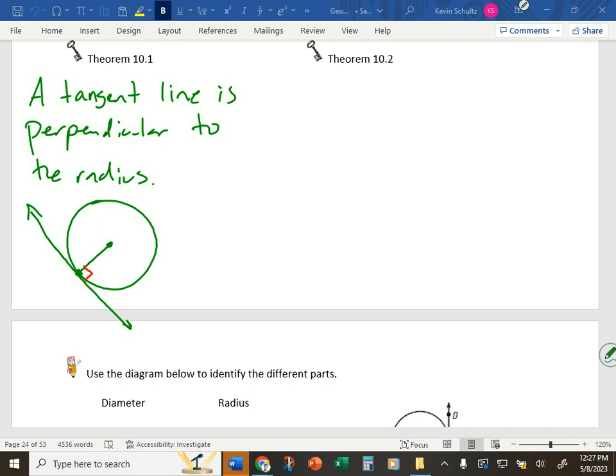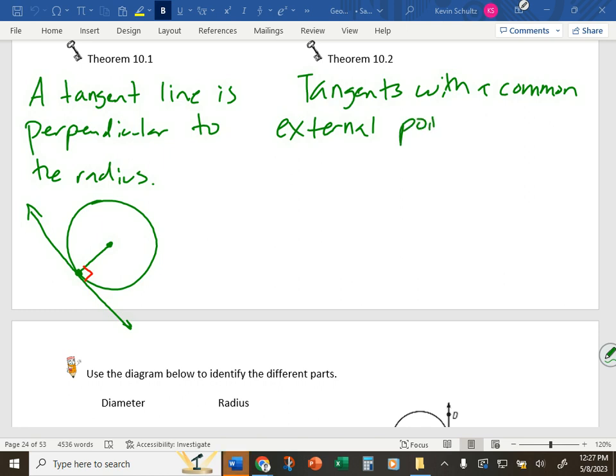Theorem 10.2 says that tangents with a common external point, remember external means on the outside, are congruent. Tangents with a common external point are congruent.